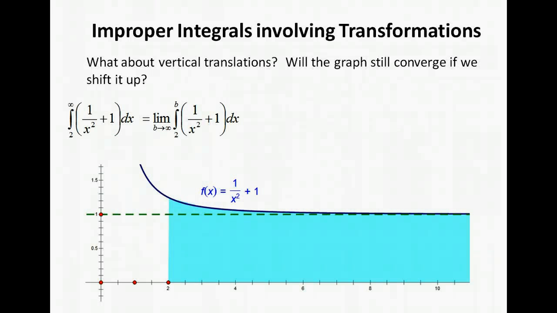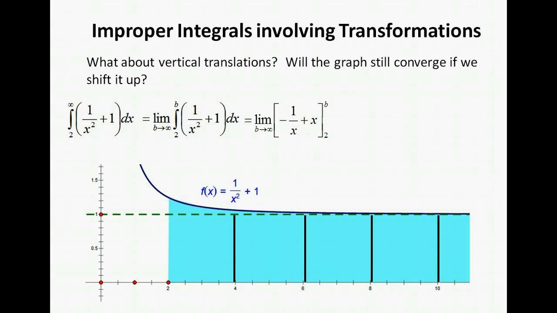Okay, so our next part, what about vertical translations? Will the graph still converge if we shift it up? Well, in this case, we've taken our 1 over x squared and we shifted it up by 1. Which means that the graph is heading toward 1 instead of heading toward 0, which causes us to have a whole lot of area below the line y equals 1. If we take that area and break it up into small regions, what you'll see is that each one of these rectangles has an area of 2 square units. And we keep adding 2 plus 2 plus 2, we're going to go out to infinity.